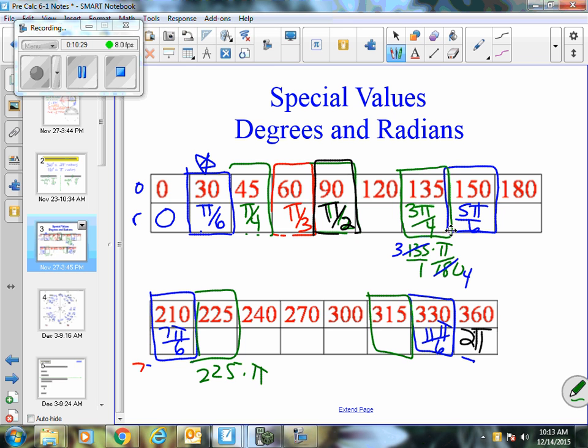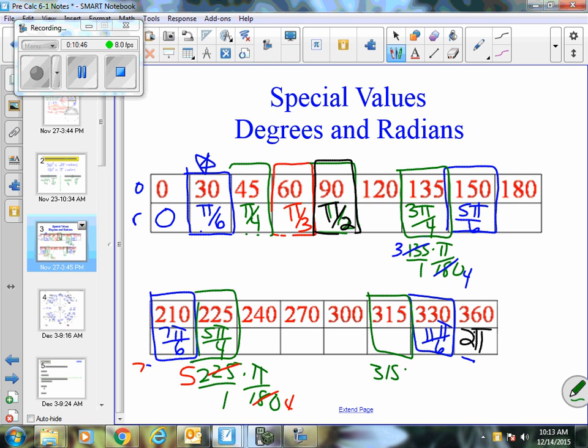225 would be how many 45s to make 225? Well, that would be 5 of them. So this would be 5 pi over 4. You're 1 past 180, so more than halfway around the circle.